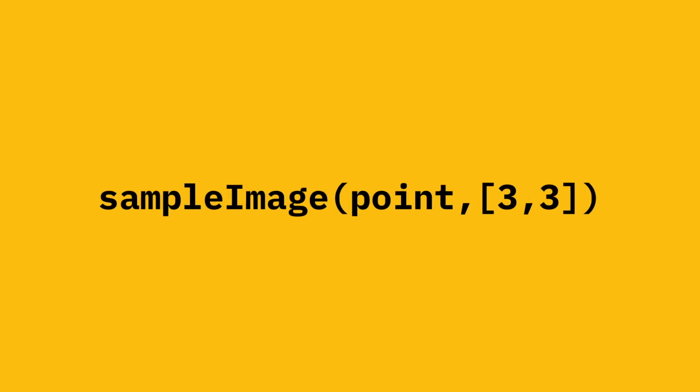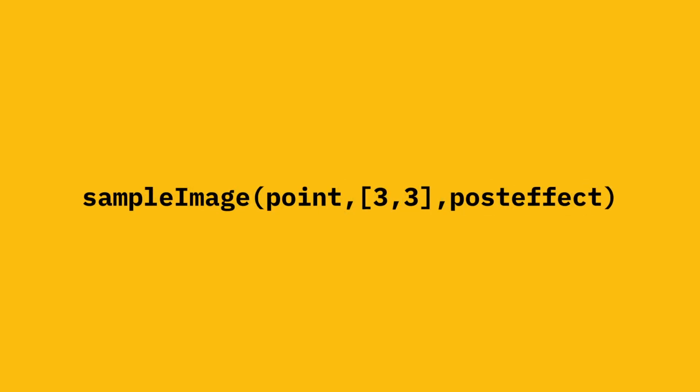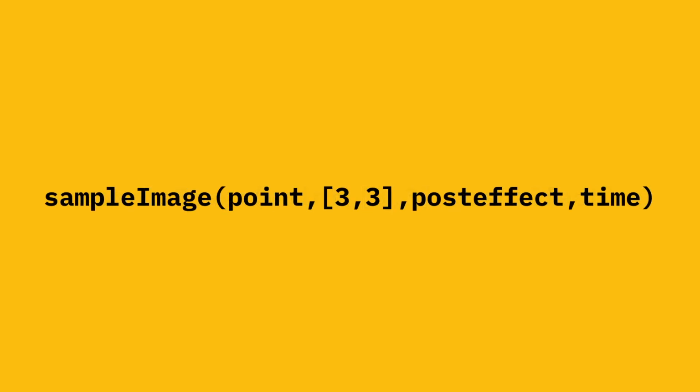The second one is the radius, which is the amount of pixels for X and Y. Let's say 3 for X, 3 for Y. And then the third argument is posteffect, which is a boolean, true or false. If the posteffect is true, the sample values are the layer after masks and effects on that layer. The fourth argument is time, which is a number. It could be time and it could be any number.